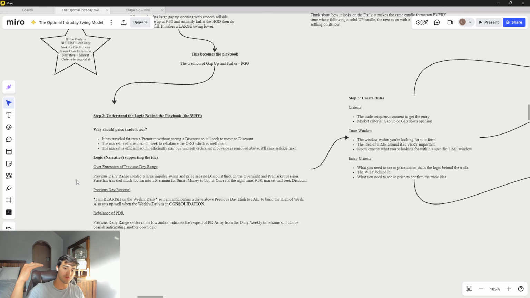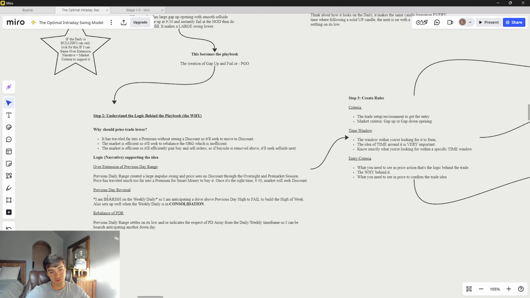So if the market moves too far into a premium, I'm anticipating it to seek a discount, because if the logic behind the concept that I trade states that the market moves from premium to discount, discount to premium because it's driven by an algorithm, then that makes it reasonable for me to anticipate the market to begin seeking a discount. It puts the logic behind it. So that's the narrative behind the move. It's why this move is happening. The logic behind the move. Why is that move even happening in the first place?